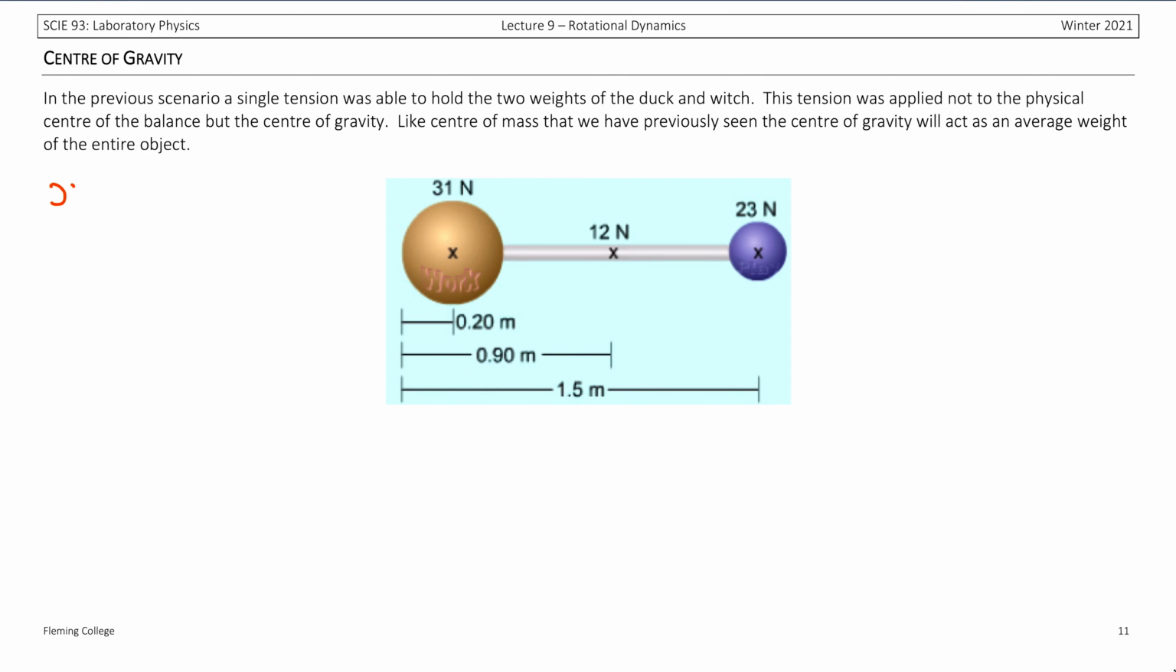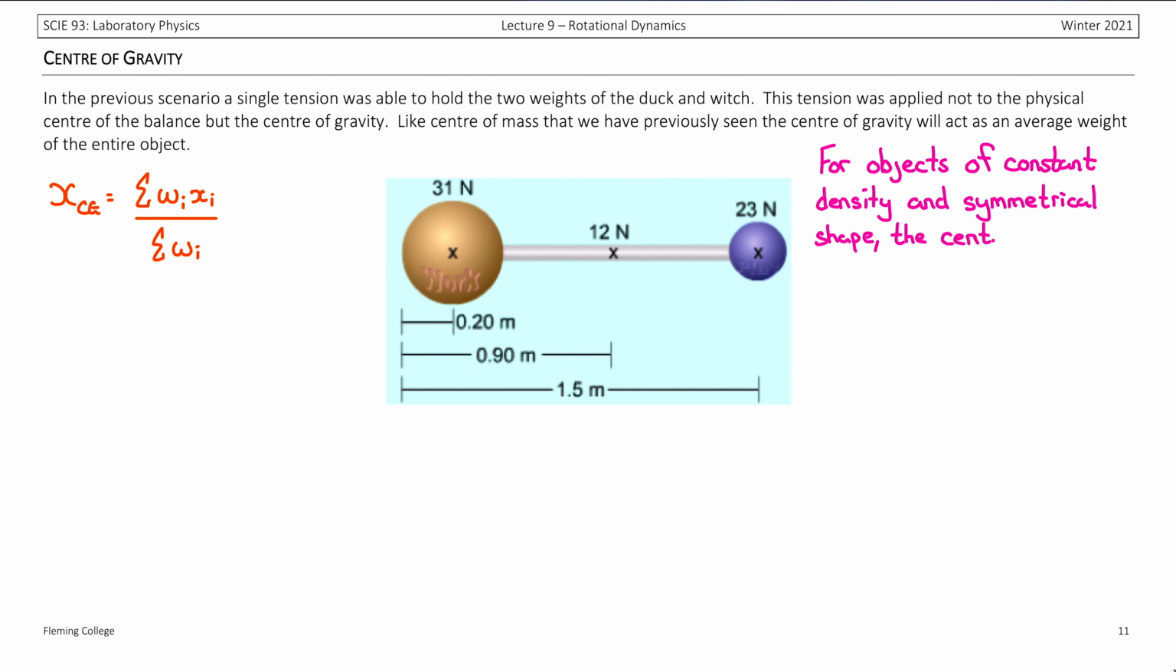To do this calculation, we take the sum of all the weights multiplied by their distance from one end, and we divide that by the total weight of the system. Note, for objects of constant density and symmetrical shape, the center of gravity is the physical center of the object. So for our two pictured balls and the thin rod between them, individually, the center of mass for each of those objects is at the physical center.